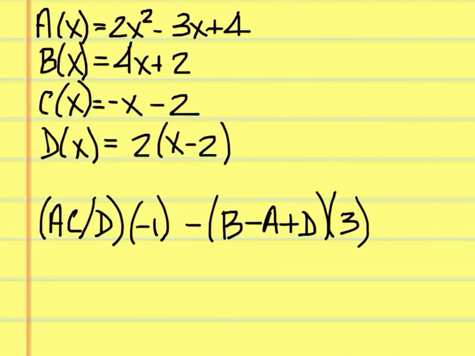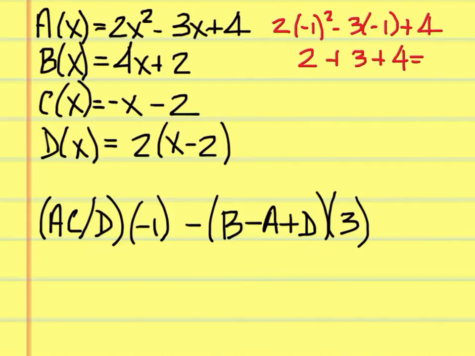If I put in a -1 for the a function, I'm going to have 2 times -1 squared minus 3 times -1 plus 4. That comes out to be 2 plus 3 plus 4, which is 9. So far I have a 9 to put down here. But now I have to put that -1 into the c function. -1 minus 2 will give me a -1. And I can put that right here.